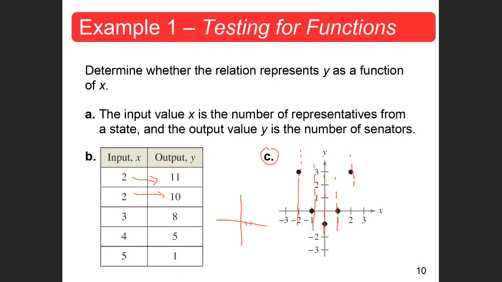2 goes to 11, so 1, 2, up 11. 2, 10, over 2, up 10. Those points are right above each other, so if you drew a vertical line, it touches both of them. So the vertical line doesn't work.